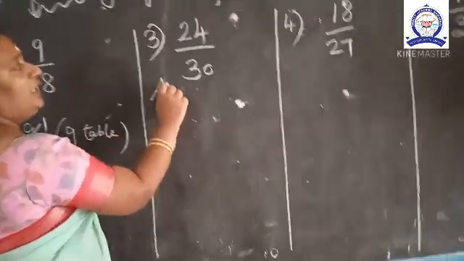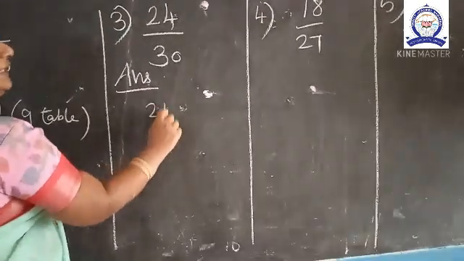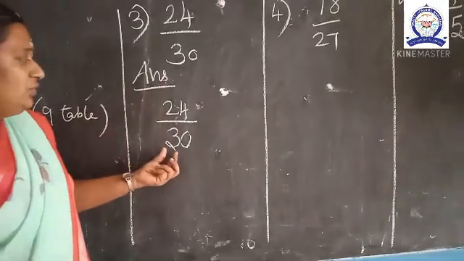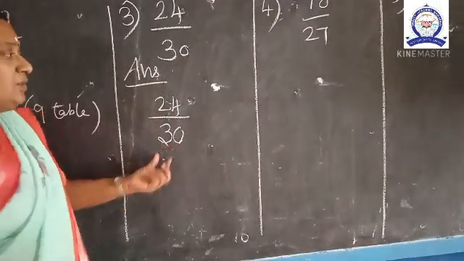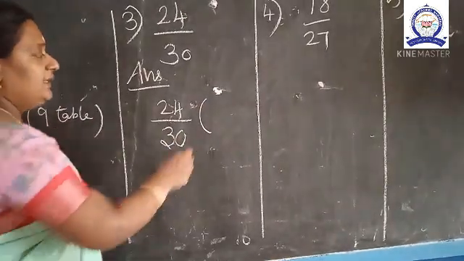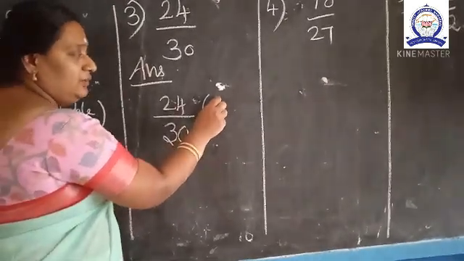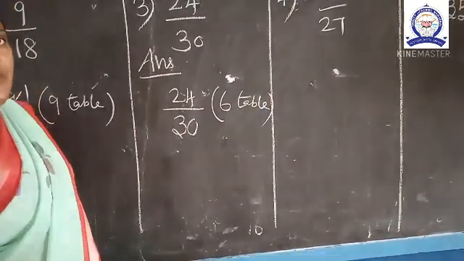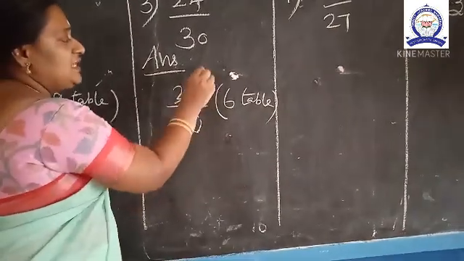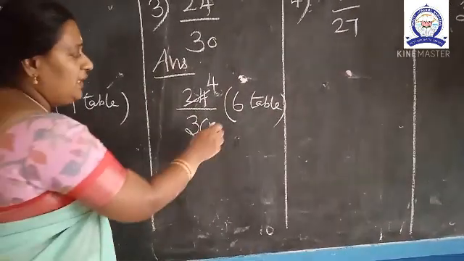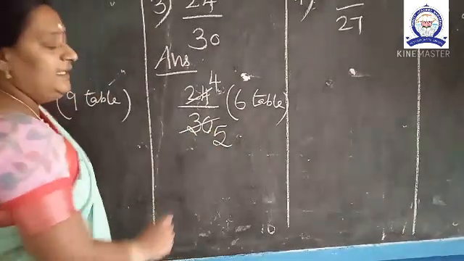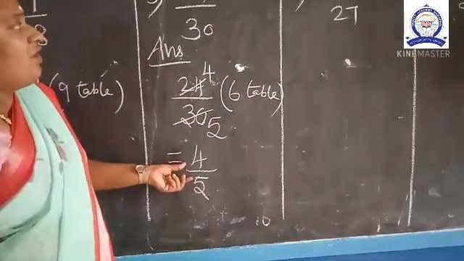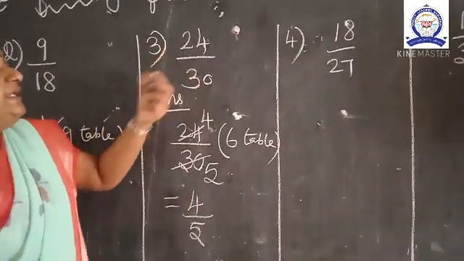Similarly, third sum, 24 by 30. You write the given fraction once again. 24 by 30, we are going to cut using the 6 table. So 6 4s are 24, 6 5s are 30. That is equal to 4 by 5 is the reduced form of 24 by 30.